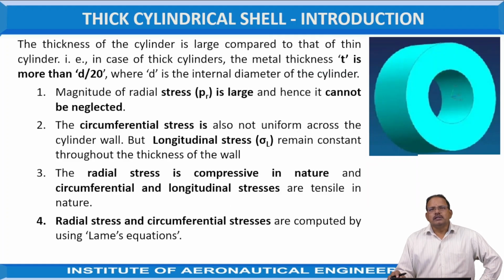Now, the introduction to thick cylinders. In a thick cylinder, the thickness of the cylinder is large compared with the thin cylinder. This is based on the ratio, that is, if t is more than d by 20, then it is called a thick cylinder. The magnitude of radial stress, p_r, is large, hence it cannot be neglected in the case of thick cylinders.